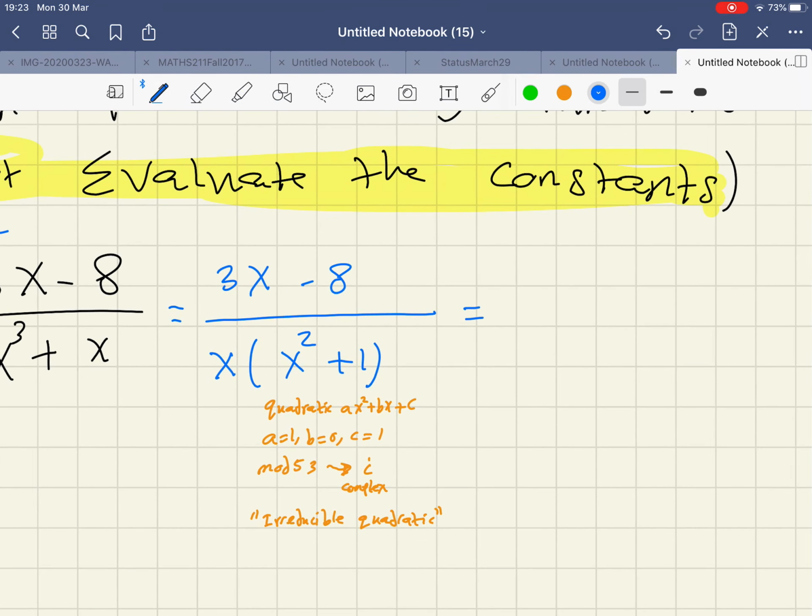Now the next step is we need to split, because partial fraction just takes care of 2 things. We split over x, plus we split over the other factor, x squared plus 1. Now, remember, this is quadratic and this is degree 1, so it is linear.